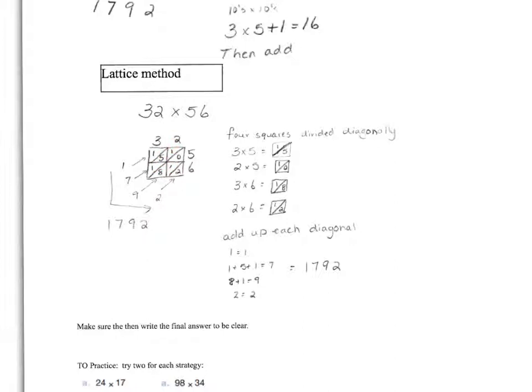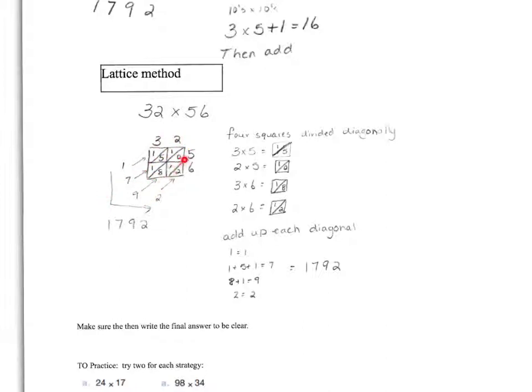Here it's 2 times 6. 1 goes in the top triangle, 2 goes in the bottom triangle of 12. In this box it's 3 times 6, which is 18. 1 goes in the top triangle, 8 goes in the bottom triangle. And now we add each diagonal section.